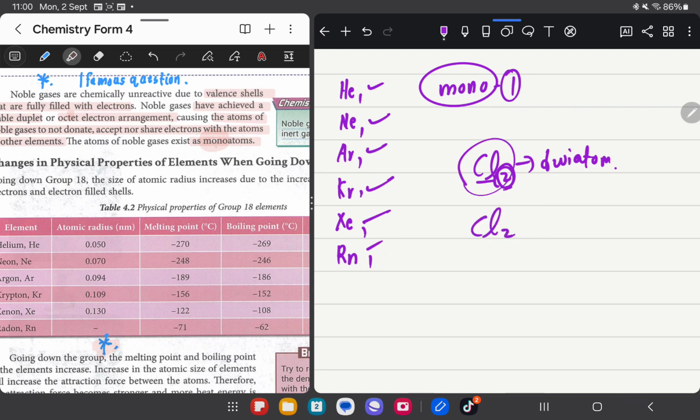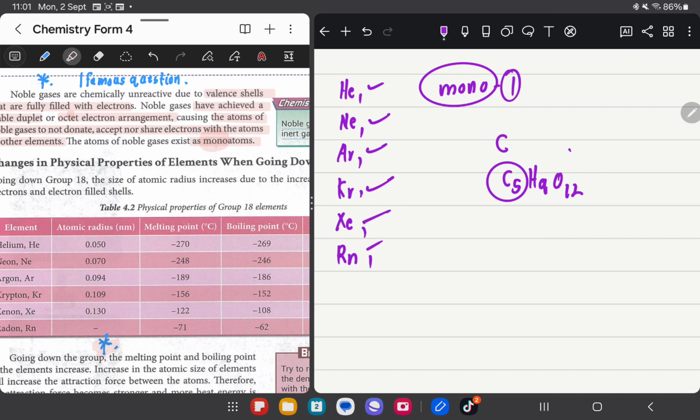Like this chlorine, it is a molecule because it has 2 chlorine atoms. 2 chlorine atoms that form like this. Do you understand? So that is what they are trying to say with monoatom. So when people say they exist as monoatom, it means there is only one atom. Like carbon alone is an atom, right? If let's say I put C5H9O12, for example. So here, is the carbon an atom or a molecule? It is a molecule because it has 5 atoms. So more than 1 atom is already a molecule. Do you understand? But these are all just one each. So that is why we call this monoatom.